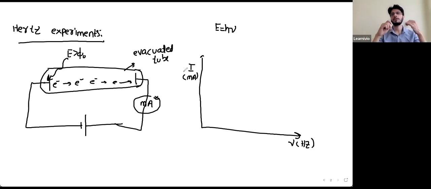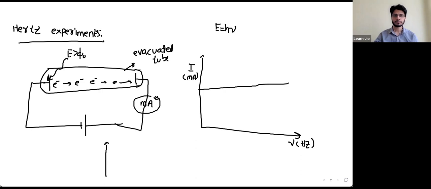I'm repeating again. If you increase the frequency of photon, energy of photon will increase, kinetic energy of electrons will increase, but the number of photons will not change. Current is related to number of photons. So on increasing frequency, number of photons is not changing. Graph will be straight.